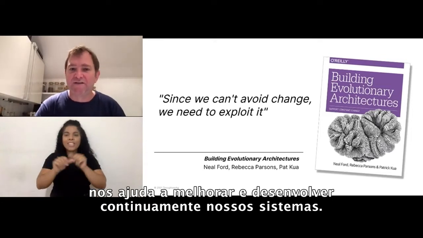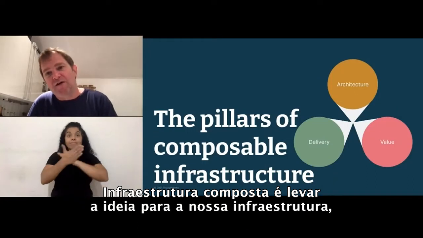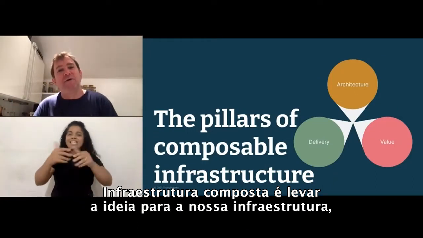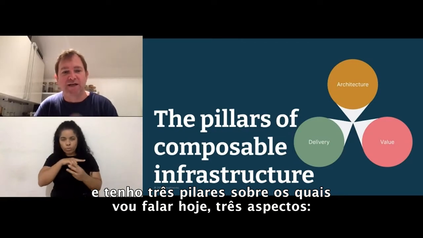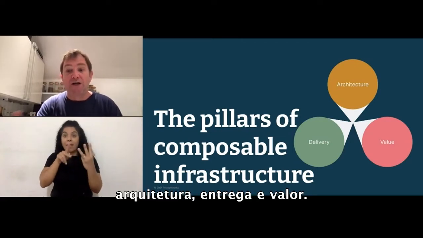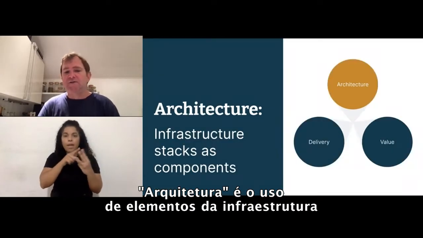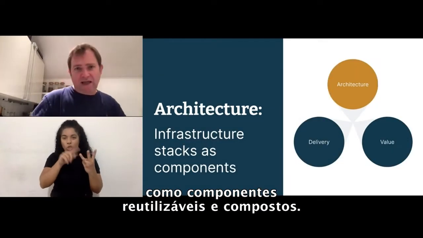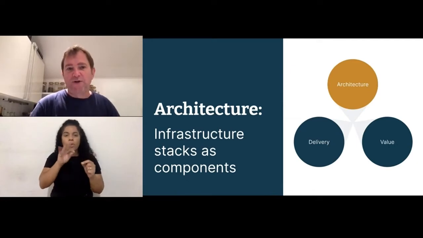So composable infrastructure is basically taking this idea into our infrastructure. And I've got 3 pillars that I'm going to talk about today, 3 aspects of this: architecture, delivery, and value. The first of these, architecture, is about using infrastructure stacks as a component of infrastructure, as a reusable, composable component.